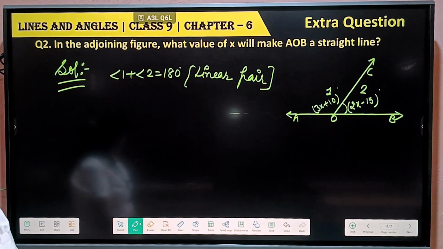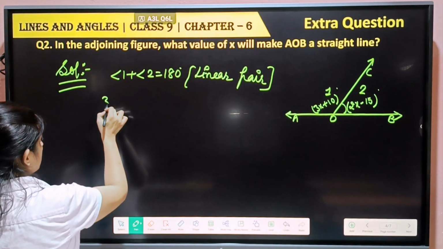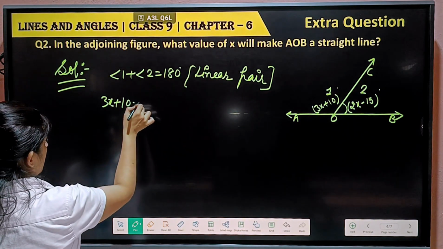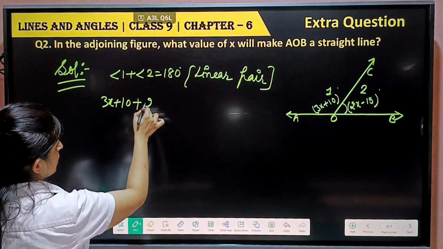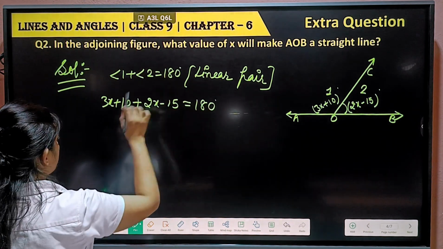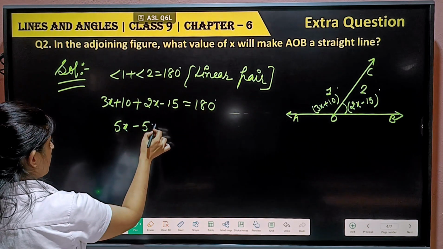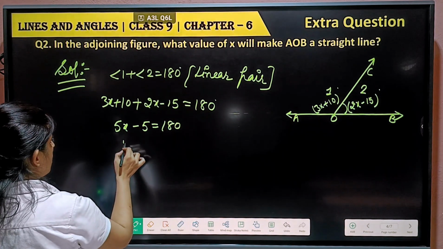Right, the two angles sum to 180 degrees, they are a linear pair. Angle 1 is 3x plus 10 and angle 2 is 2x minus 15, and the sum is equal to 180 degrees. 3x plus 2x is 5x, 10 minus 15 is minus 5, equal to 180 degrees.